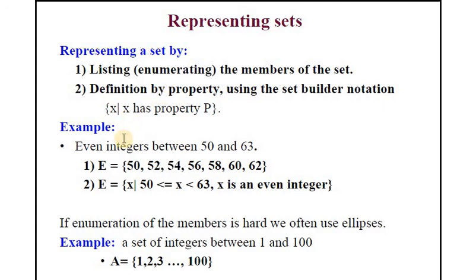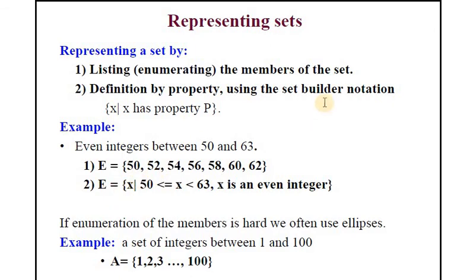For example, if we observe even integers between 50 and 63, then if we use the first method, that is listing the members, or roster or tabular form, we simply write the members within second bracket using commas. Even integers between 50 and 63, we simply write the even integers which are lying between 50 and 63. So this is by the first method, that is the listing way.